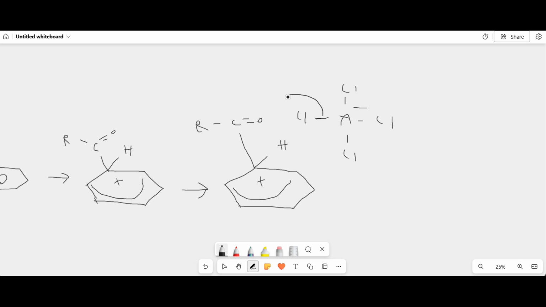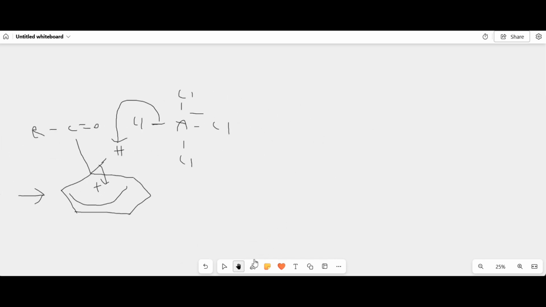One Cl is going to react with the H here to make HCl. Therefore this bond is useless now. This bond is going to react and go back to reform the carbon delocalized ring. So that's what's going to happen there.